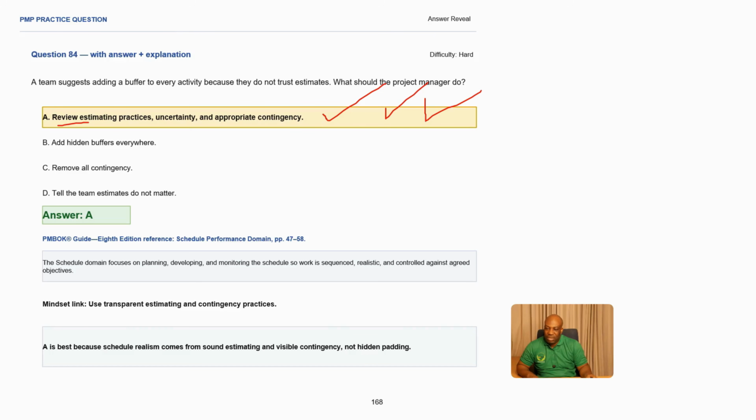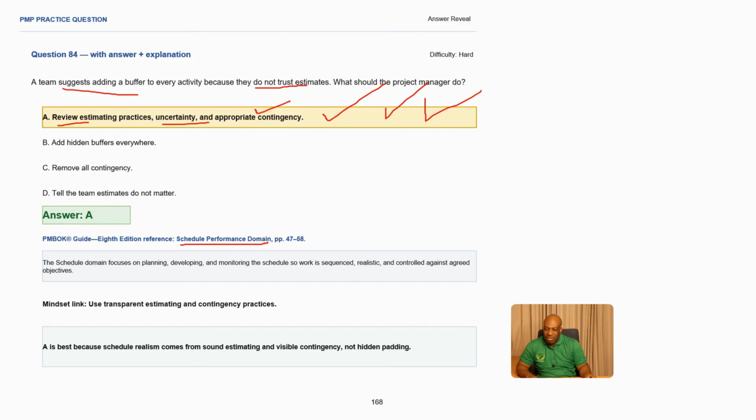You need to review the estimate practice, uncertainty, and appropriate contingencies because the team is suggesting adding buffer, okay? Because they do not trust the estimates. So you need to review the estimate practice. Why is it that the team doesn't trust the estimates? What is our reference to the PM book? It is the schedule performance domain, right?